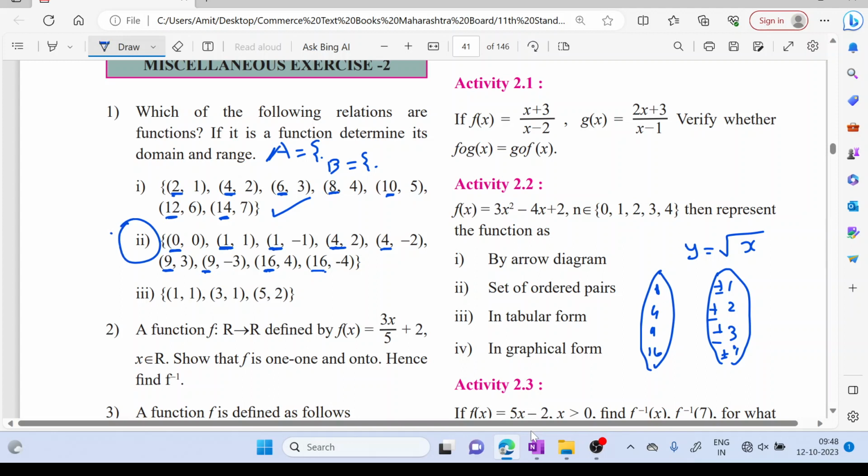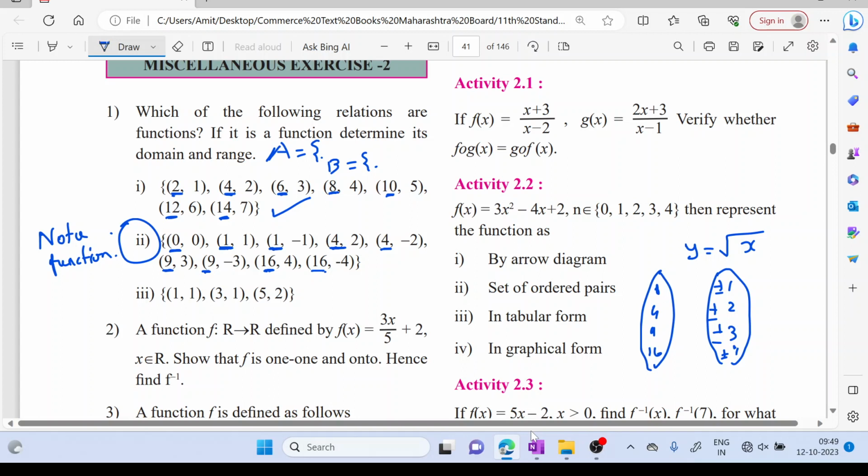This is not a function. Not a function. You have वही reason जो पहले दे रहे थे हम लोग. 1 is repeating. So element 1 has 2 images. Element 1, 4, 9 and 16 have 2 images. So it's not a function.